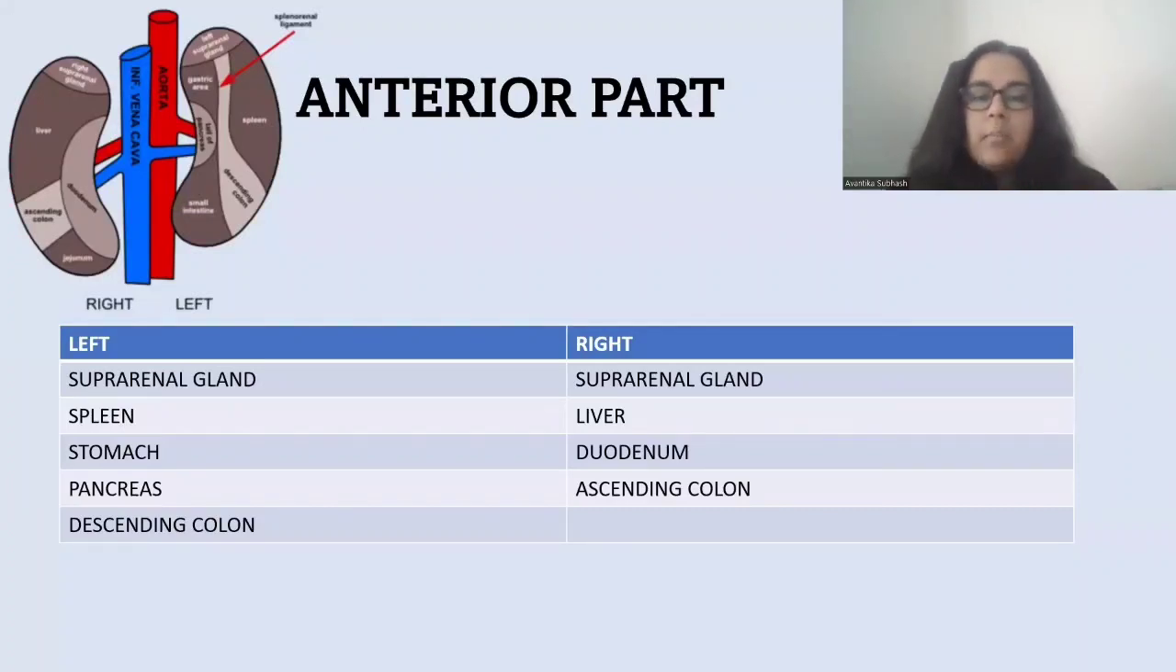Now, we are going to talk about the syntopy of the kidney. This is relatively much easier. So we'll start with the anterior part. On both your left and your right side, you have your suprarenal gland located superiorly. Then on your left side, you have your spleen, your stomach, your pancreas, and your descending colon. And then on your right side, you have your liver, duodenum, and your ascending colon.